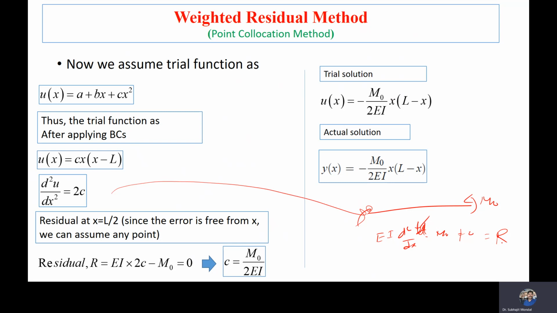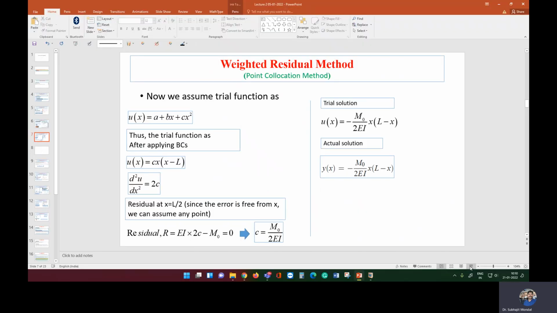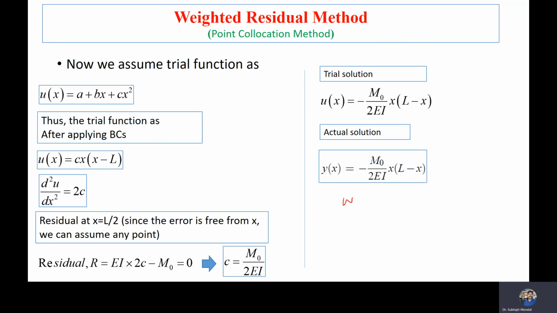Once we find the residue, we try to make it 0 by multiplying it by a weight function and setting that equal to 0. Since we are discussing the point collocation method, we are not doing the integration; we are making the error 0 at the selected point. Here w is our Dirac delta function. The value of w is equal to 1 at that selected point, and at the rest of the points it is 0. Here you can see we are choosing one point, x equal to L by 2.